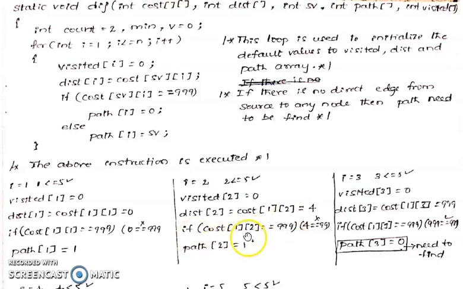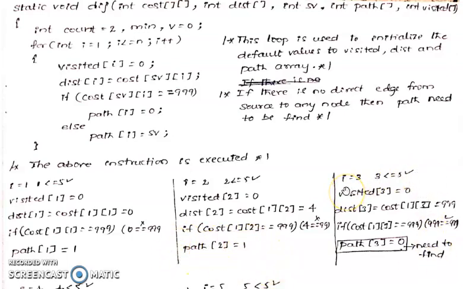If the cost of 1 to 2 is double equal to 999? So it goes to the else part. This if condition will not get executed. This condition will lead to false. Path of I is equal to SV, meaning path of 2 is equal to 1. It indicates that a path already exists from the source vertex. To reach node 2, there is a path from vertex 1 directly. This shows the path. Okay.